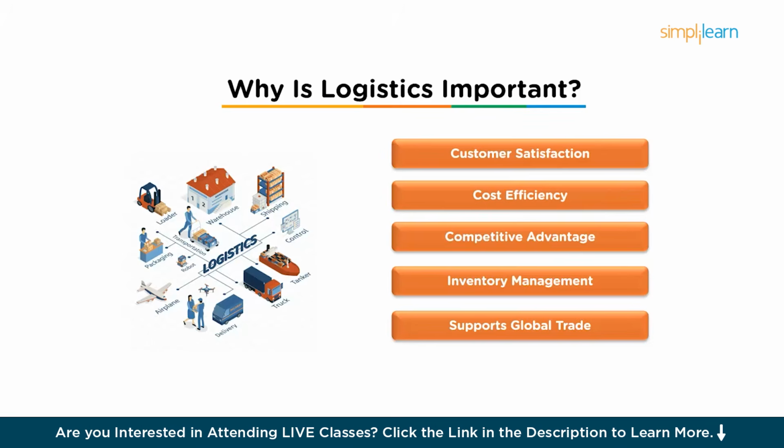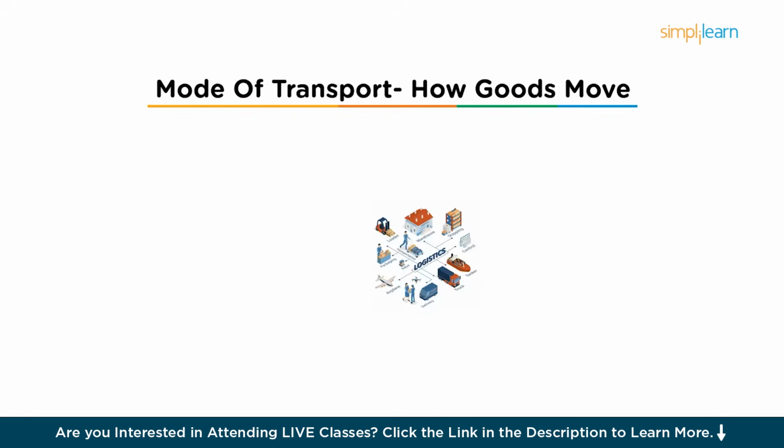So now let's move forward and see what are the modes of transport, like how goods move. So transportation is a vital part of moving products from one place to another. It can be done in different ways depending on the type of goods, speed needed, cost, and the distance.